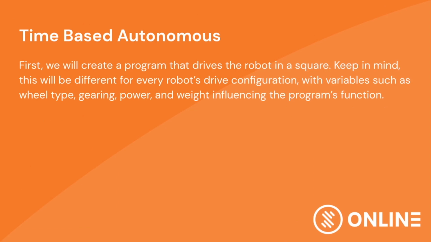So we're going to create a program that drives a robot in a square. This won't work perfectly on a robot because it depends on every robot's drive configuration, with different variables in mind, such as wheel type, gearing, power, and weight, influencing the program's function.